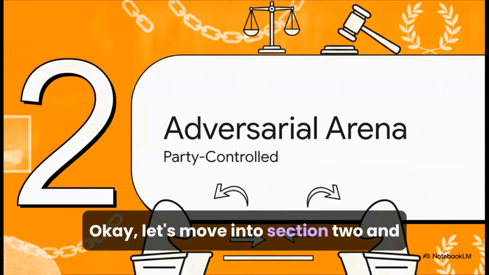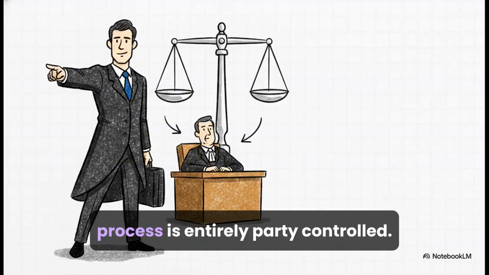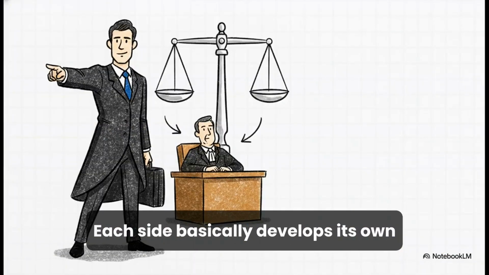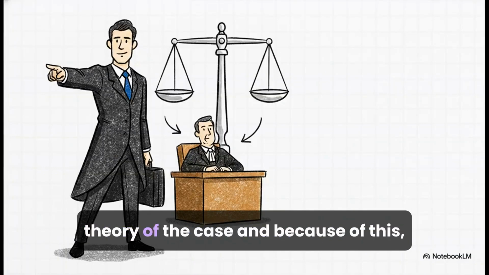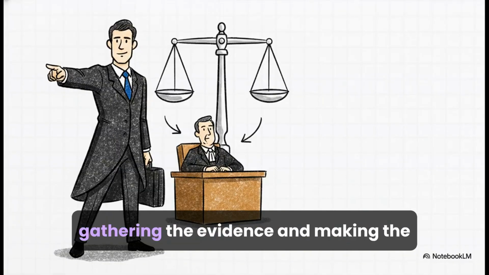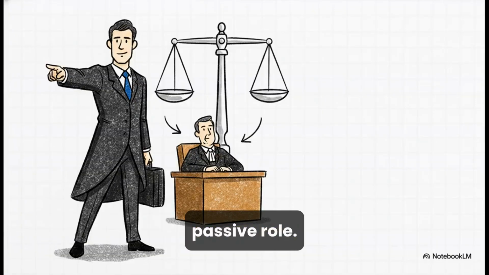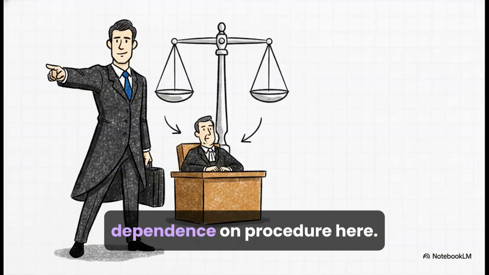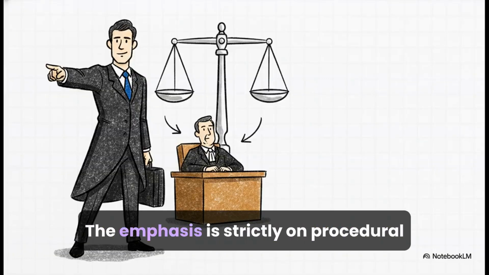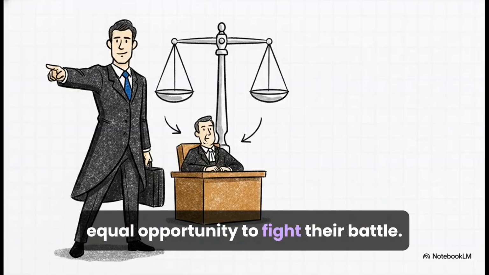Okay, let's move into Section 2 and look at the system you're probably the most familiar with, the adversarial arena. In the adversarial system, the whole process is entirely party-controlled. Each side basically develops its own theory of the case, and because of this, the lawyer, that's you, takes on the dominant role. You're the one out there investigating, gathering the evidence, and making the arguments. The judge takes a much more passive role. And finally, there's a heavy dependence on procedure here. The emphasis is strictly on procedural fairness, making sure both sides have an equal opportunity to fight their battle.